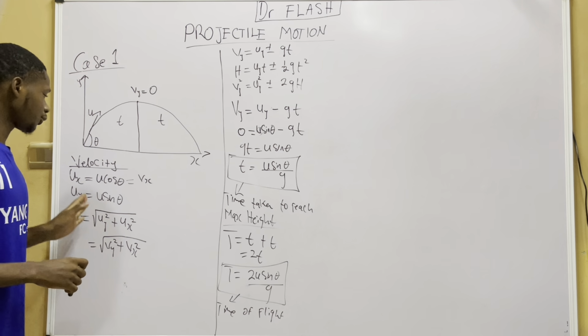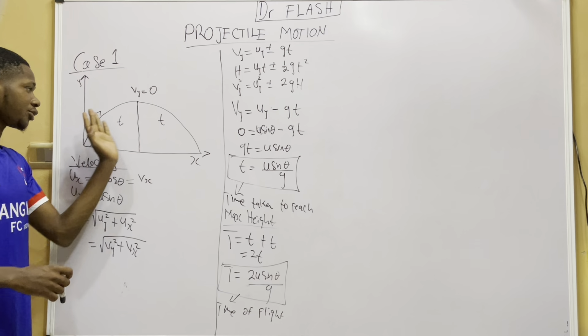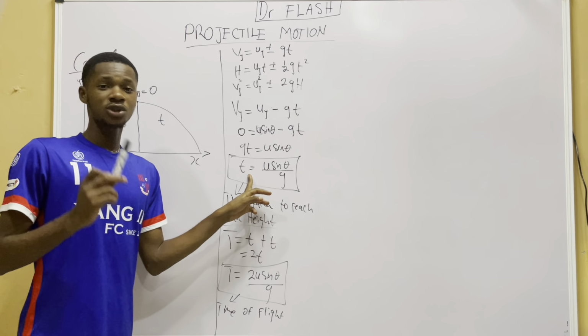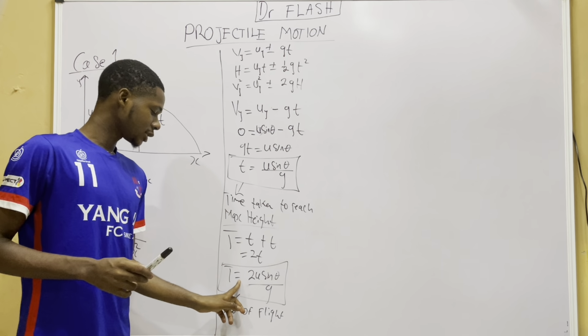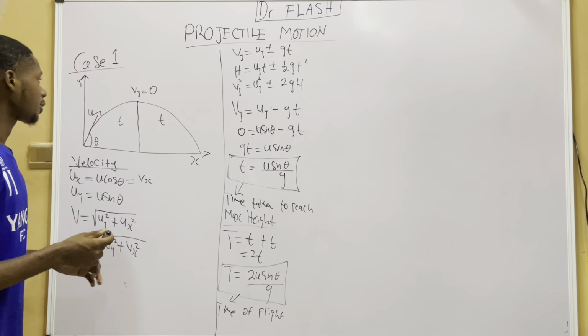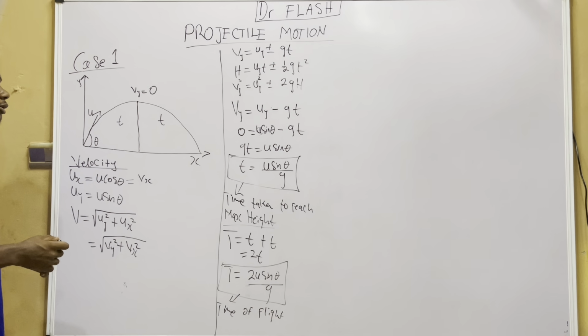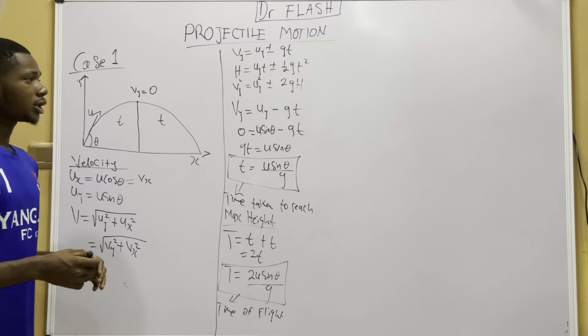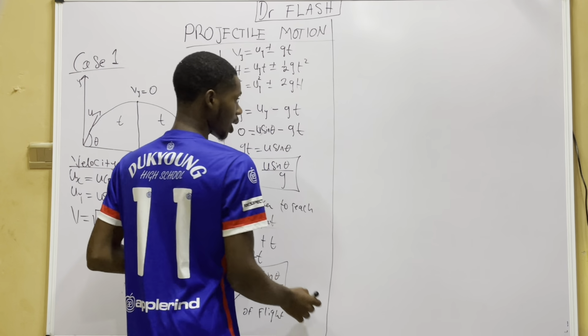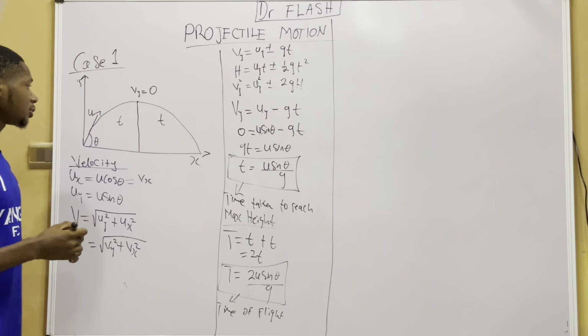Now, having done that, we've talked about the velocity and how it varies across a diagram like this. We also talked about two times: the time taken to reach maximum height, and the time taken to travel through space and return back to the platform of projection. Now the next thing we're going to talk about is the maximum height. How do we determine the maximum height of a projectile?